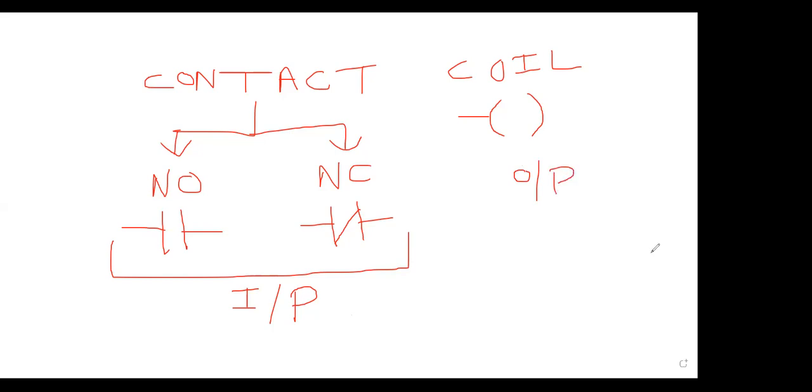Simplify it more. As I told, for input, you use NO or NC. Suppose you have to get one motor on from the switch. Try to understand. To get it on, you have to use NO contact. So for on condition, you use NO contact. If from the switch you have to switch off something, to turn it off, use NC contact. Got it?